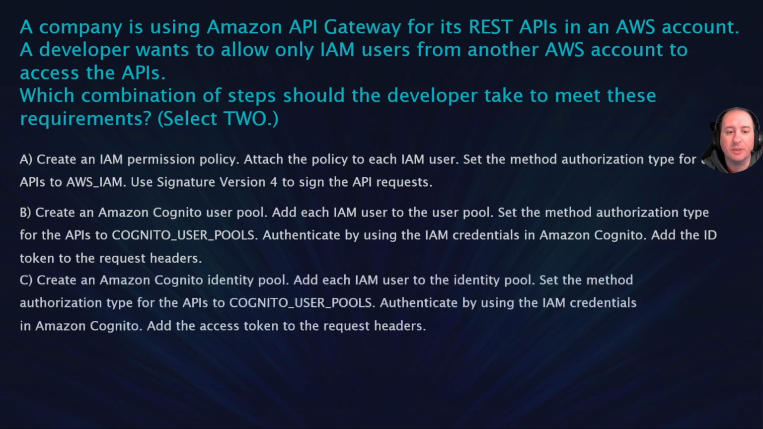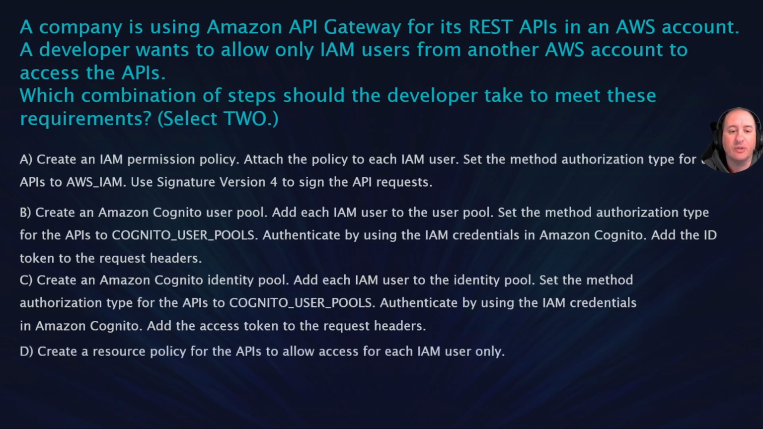Third option is that we create an Amazon Cognito identity pool and add each IAM user to the identity pool. We then set the method authorization type for the APIs to Cognito user pools. And finally, we authenticate by using the IAM credentials in Amazon Cognito. And then you have to make sure that you add the access token to the request headers.